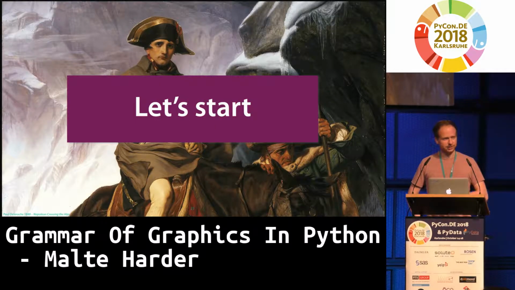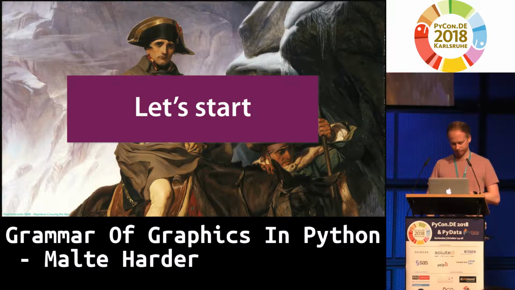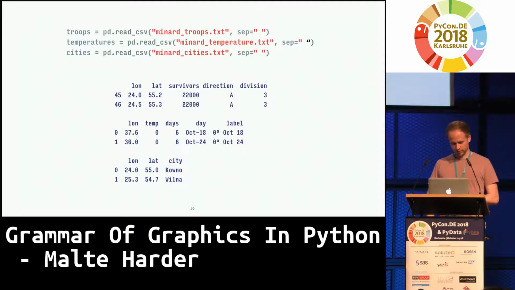So now let's start to recreate the plot I showed in the beginning. With the data set, and we heard yesterday, read_csv is one of the most important functions, so we're using it here. And we have three basic data sets. One gives you the troops. It gives you longitude, latitude information, the number of survivors in the army, the direction, so the advance or retreat, and there were 3 divisions.